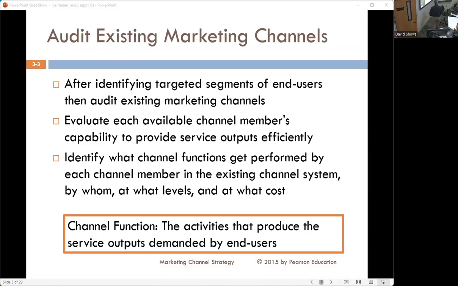Many times we don't know how well to build our channel systems until we actually get a snapshot of who we are and where we are. And that's what auditing does. Auditing is critical. It is absolutely important.